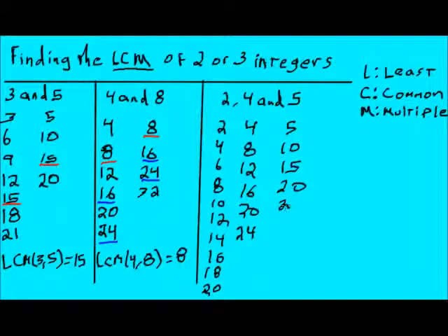So the very first multiple that 2, 4, and 5 have in common is 20. So yeah, there's a common multiple here with 8 and 8, but that's only for 2 and 4. Remember, we want it for 2, 4, and 5. So our LCM of 2, 4, and 5 is 20.